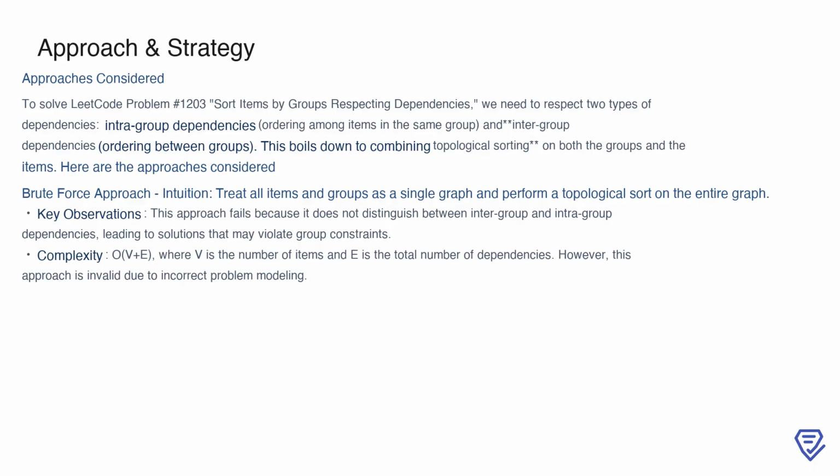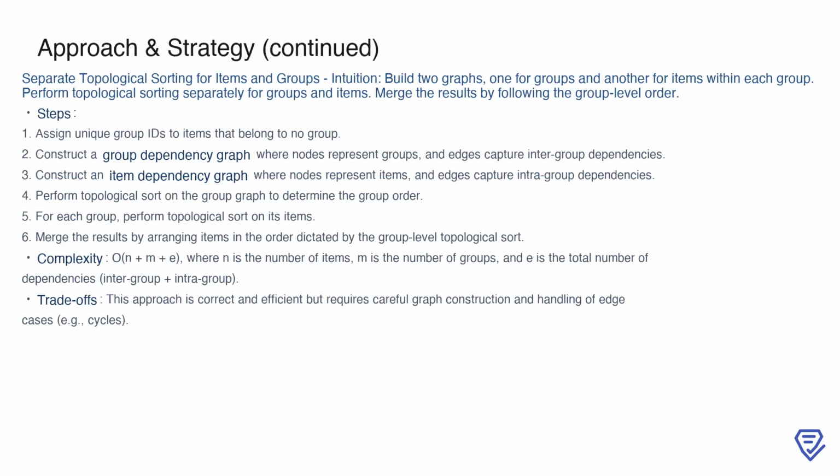While the brute force approach has a theoretical time complexity of O(V + E), where V is the number of items and E is the total number of dependencies, it is ultimately invalid for this problem because it doesn't accurately model the problem's requirements. A more structured approach involves separating the topological sorting for items in groups.